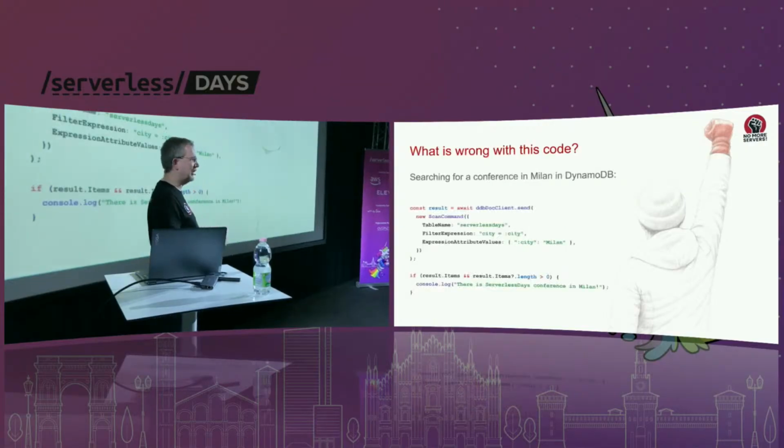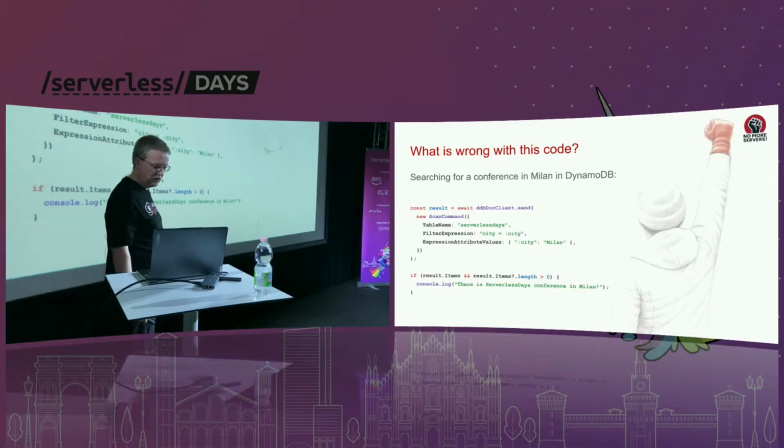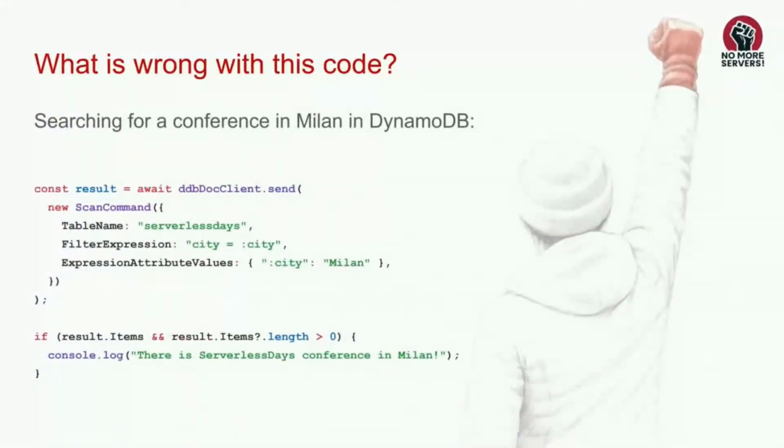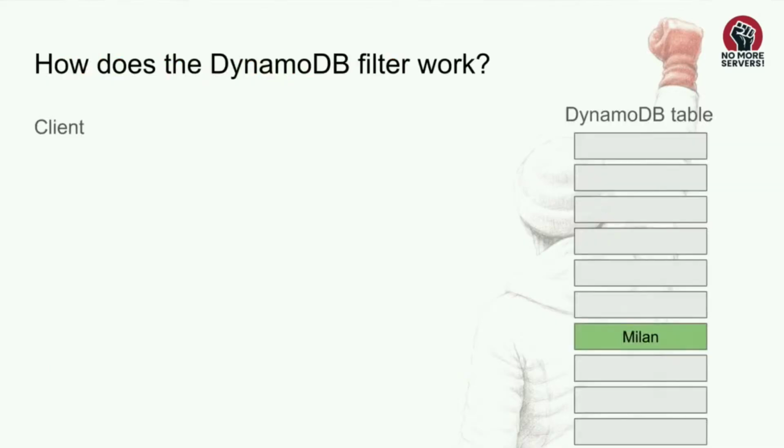So, first example, what's wrong with this code? Well, we have a DynamoDB table with a list of conferences, and we are using a filter to find the one in Milan. Why would this code not work in some cases? Well, to figure that out, let's look at how filter works.